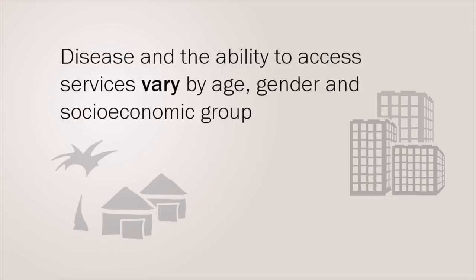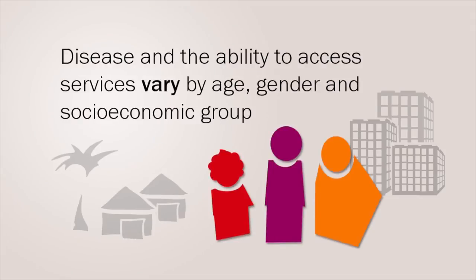Disease and the ability to access services varies by age, gender, and socioeconomic grouping. These factors must be considered when establishing priorities for the plan. For example, cataract is most commonly a problem for people over the age of 50. Older rich people are likely to have access to eye care services already and can afford early intervention. Therefore, it would be reasonable to target access for poor people over the age of 50, particularly women.